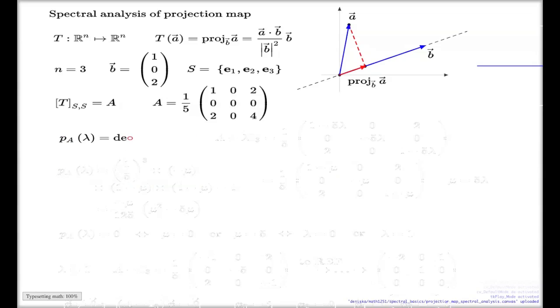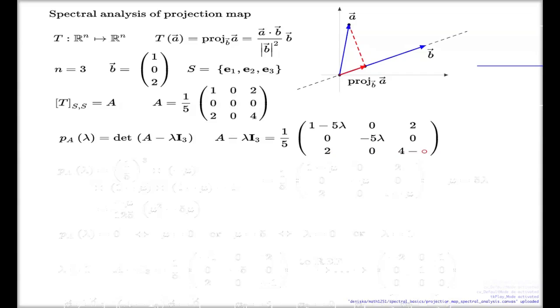First, I build a characteristic polynomial, P_A of lambda, which we all know now. It's a determinant of the matrix like this. If I compute such a matrix for this A, it will be 1/5, and I'm going to keep this 1/5 in front all the time. When I subtract lambda from the diagonal entries, in fact, I will subtract 5 lambda, because 1/5 is kept in front all the time. The rest of the entries in the first row are the same: 0, 2; 0, negative 5 lambda, 0; 2, 0, 4 take 5 lambda.